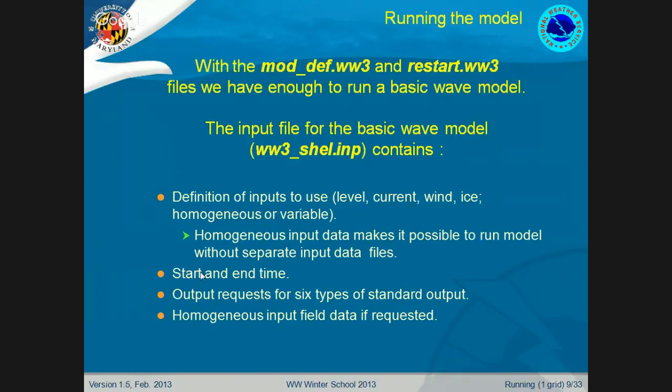All right, and then you give it the beginning and the end of the runtime. So say you want to start on January 1st, 2008, and you run for 1 month, for example. Then you give it at what time you want the output, and there's 6 different types of outputs. And if you want to make some tests, you can just say, okay, I want to run an academic test with a constant wind. With uniform wind, you can specify this uniform wind at the end of the file.